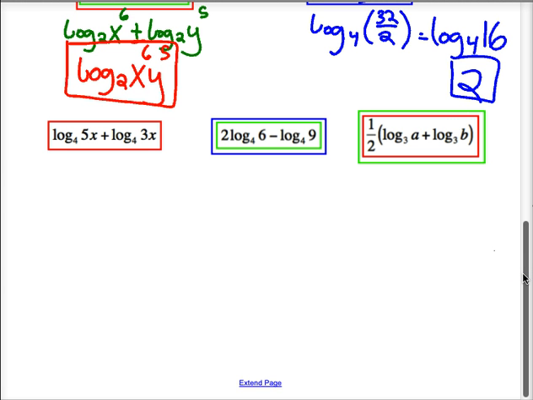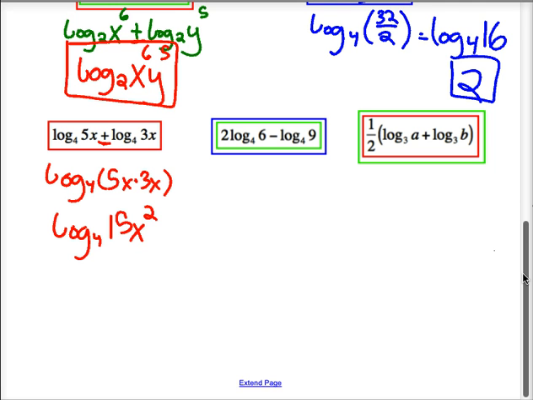All right, looking at our next one. Here I see some addition. So again, what does that mean? Well, it means I can write it as a single logarithm by multiplying those. So I'm going to have 5x times 3x to write that as a single logarithm. Well, 5 times 3 is 15. x times x is x squared. So that's how you'd be able to write that, again, as a single logarithm.